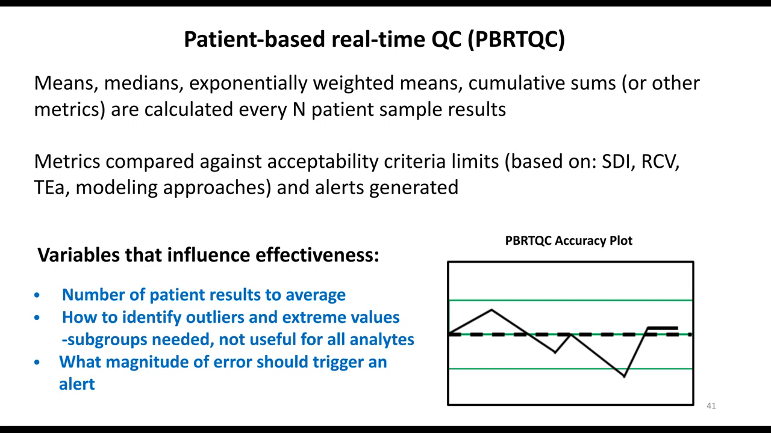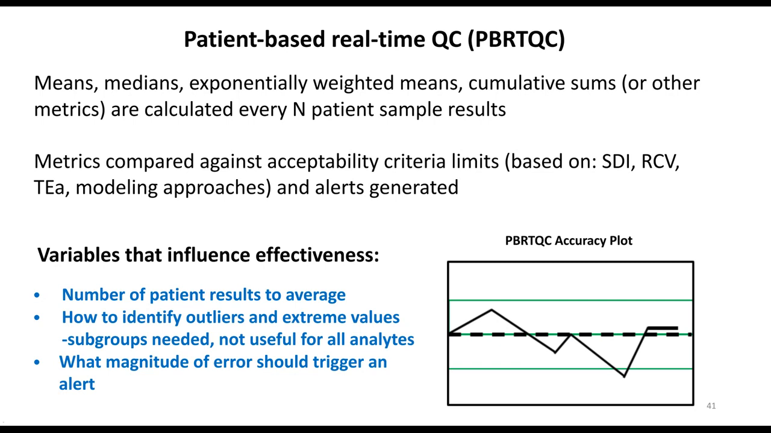And so these include determining the number of patient results to average, determining a method to identify outliers and extreme values. So this technique really works if the analytes are stable in the population being tested. So it's not particularly useful for all analytes, particularly those that might not be stable in a particular population, like an ICU population. So you may need to choose analytes that are stable in the population and also choose populations that are stable, for example, maybe outpatient groups to apply this to.